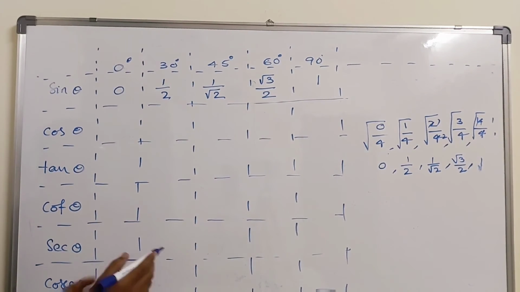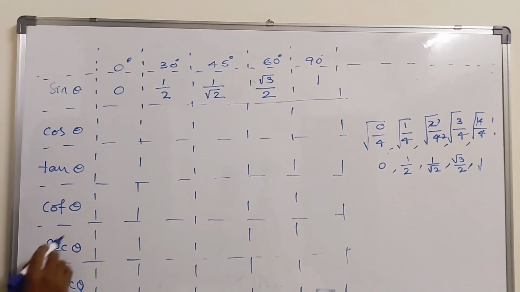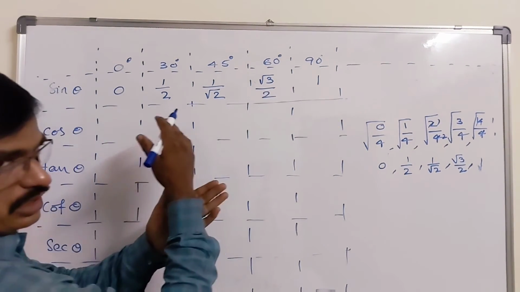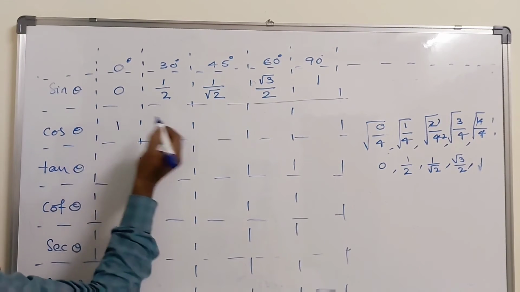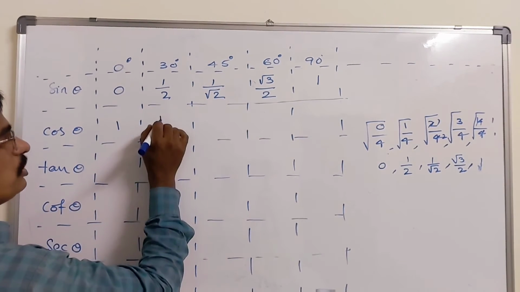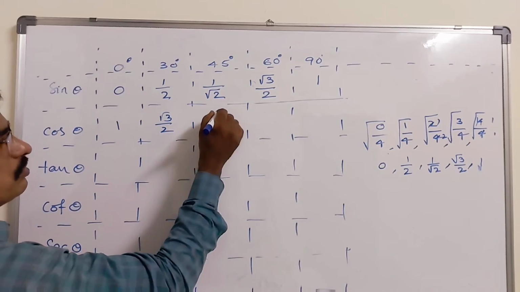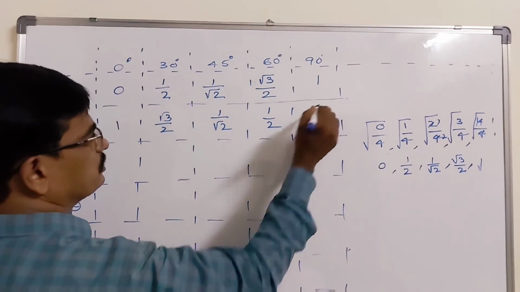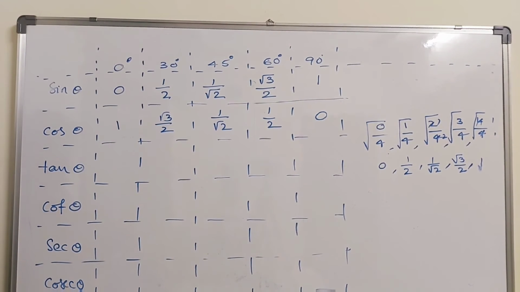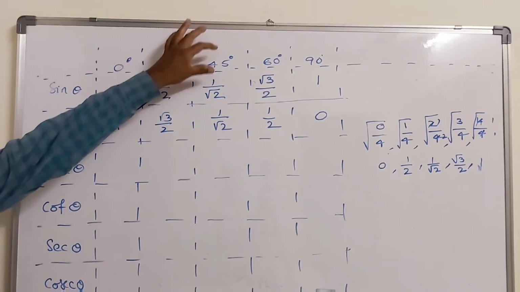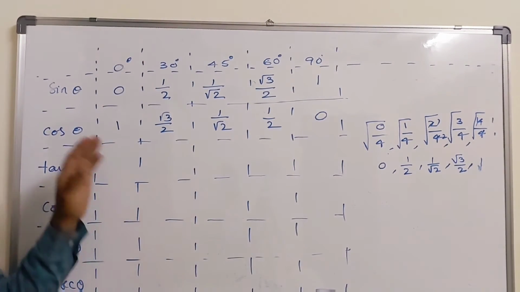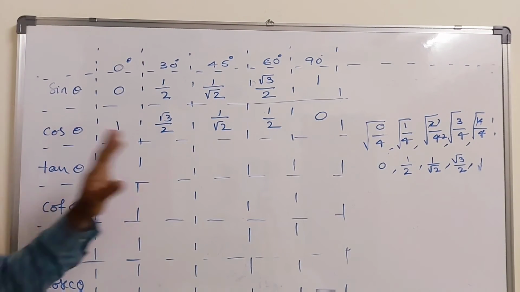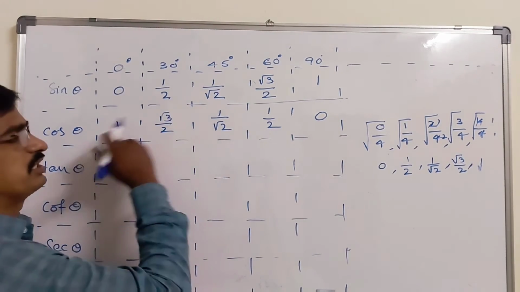Okay, and cos theta is just the reverse order: 1, root 3 by 2, 1 by root 2, 1 by 2, 0. If you know the sin theta values for 0, 30, 45, 60, 90, then you can find all values. So for cos values, you just reverse the order and write.